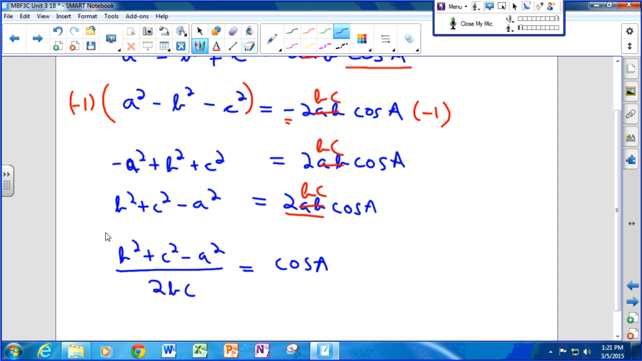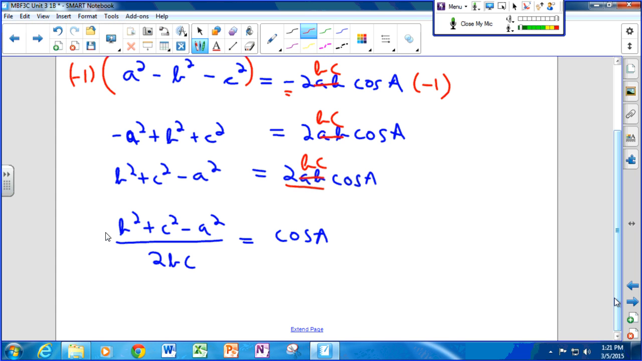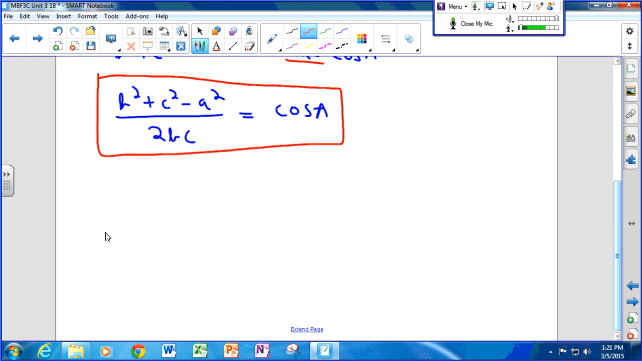Okay? So now we have a formula here that we can use from now on to find an angle given three sides. And that's the secret to this, that we really need to have three sides in order to be able to solve for an angle using the law of cosines. Okay, so now let's go ahead and plug that in.